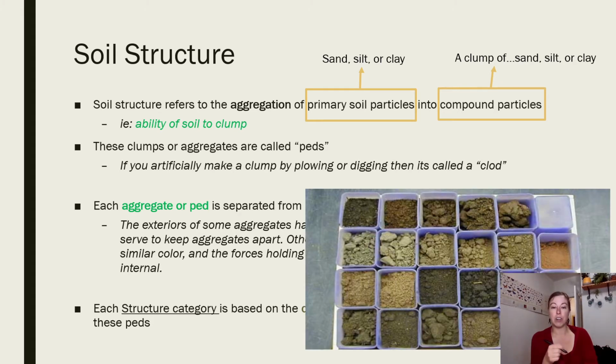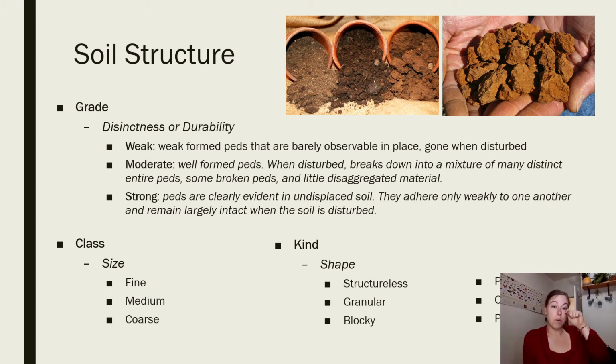So here is a good picture of some peds. This one has really small peds. This one has quite large peds. Some of this is structureless and some of this has structure. This one's pretty structureless, but there are some peds in there. So this is a lot of peds, hardly any structureless stuff. You'll see all varieties of different kinds of peds. The grade is how distinct they are and how durable they are. So can you actually see them? And then can you pick them up?